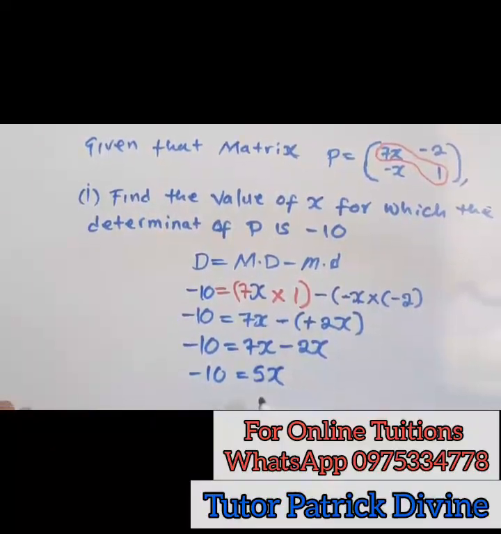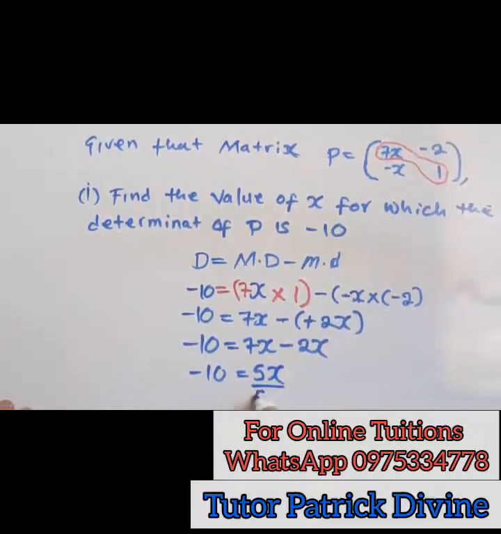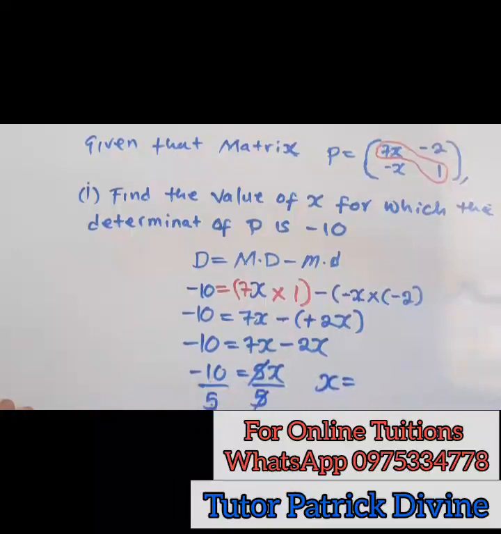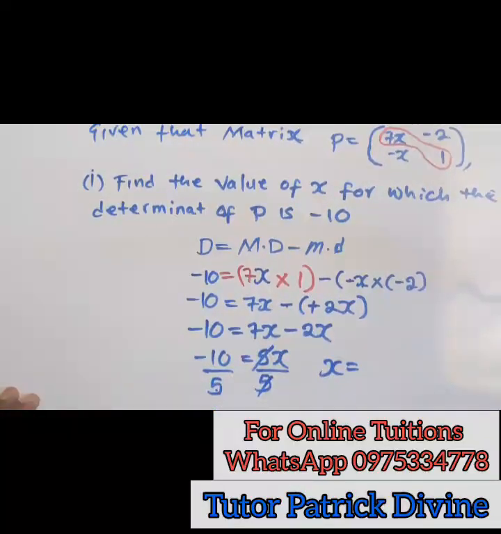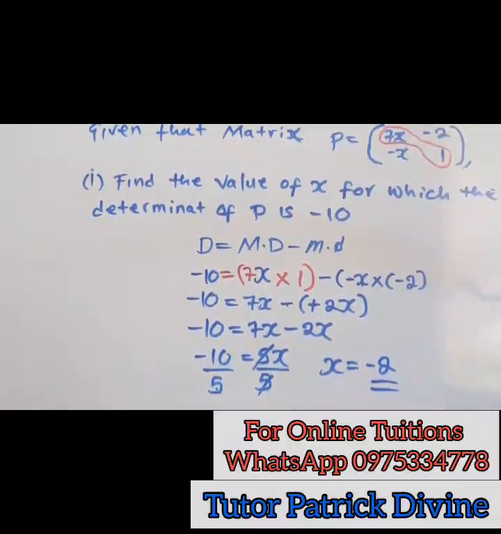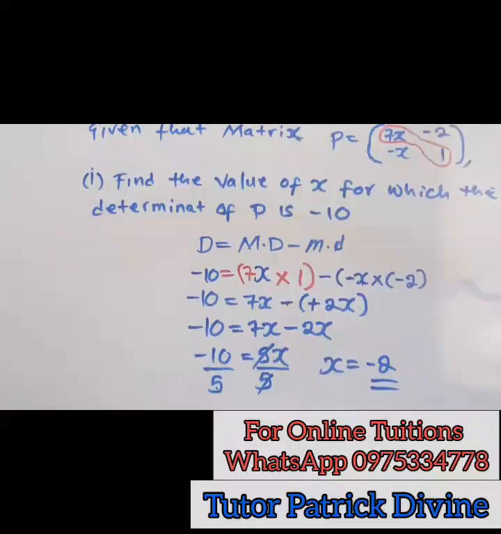You need to get rid of the 5 to find the value of x, so you divide by 5. Then x will be negative 10 divided by 5. You're going to have negative 2 as your answer. So you have found the value of x. That is the value of x.